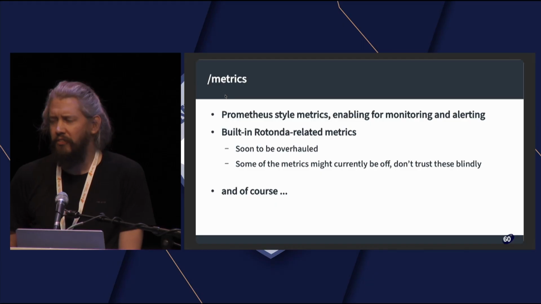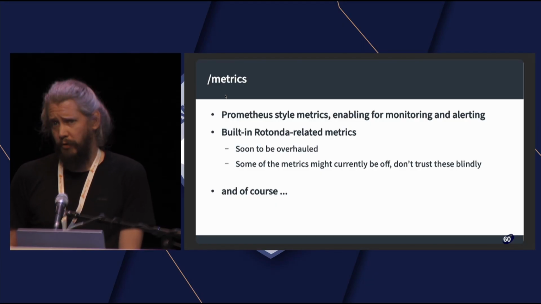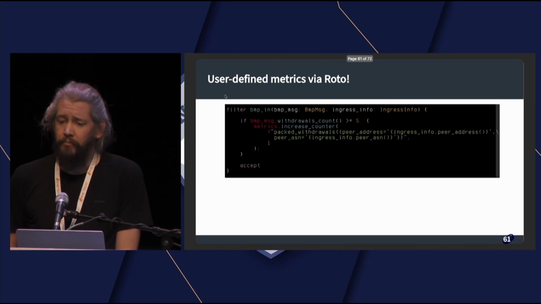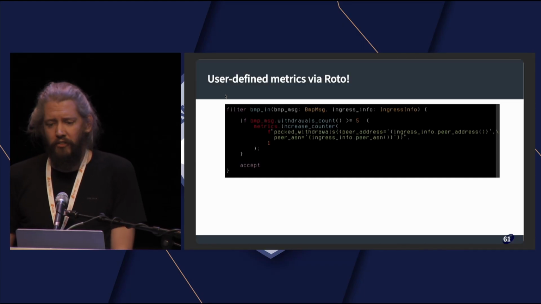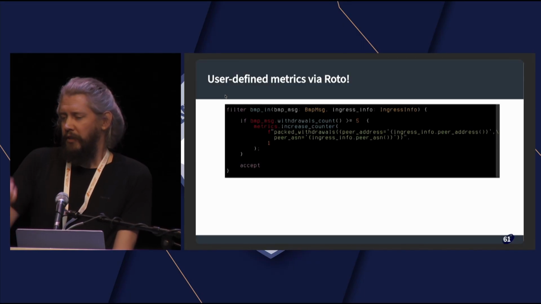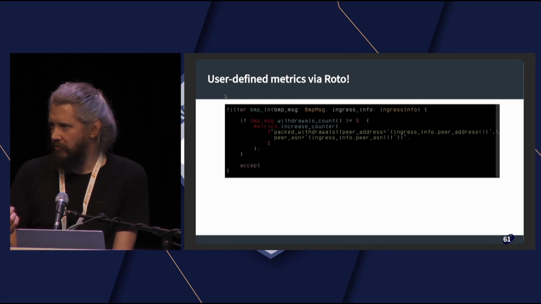Another thing, metrics. We do the Prometheus-style metrics. We have some built-in ones. I will be honest, those are not in great shape right now, but that doesn't matter because you can define your own using Roto. And this is one of these things that, sure, is still a bit rough, and we need to work on this, but it also works. It's available right now, and it lets you define your own custom metrics surrounded by your own logic in Roto.